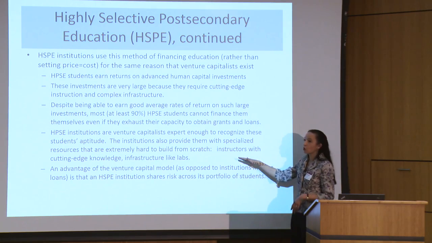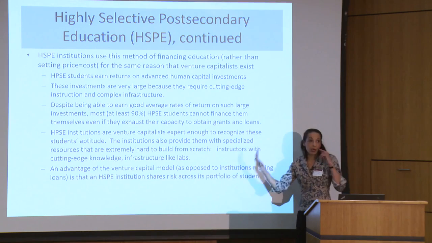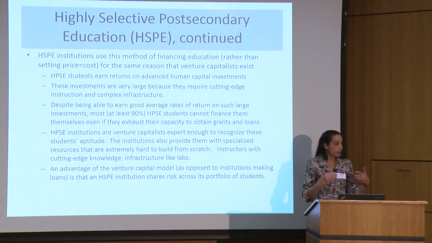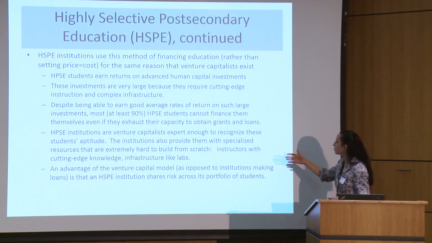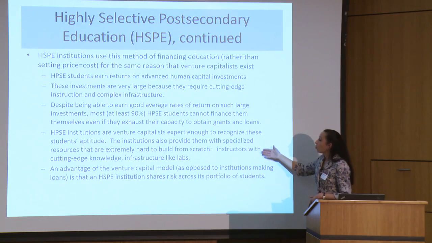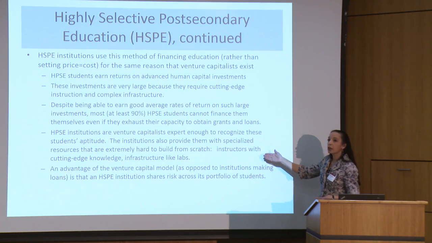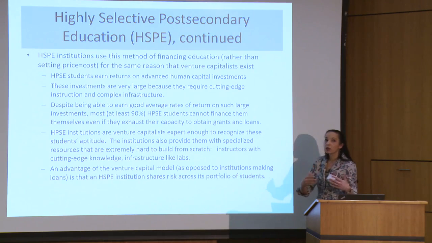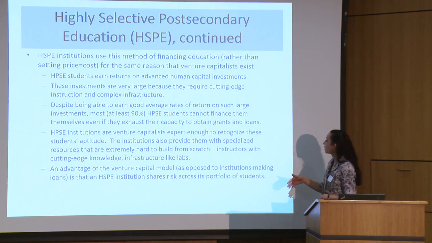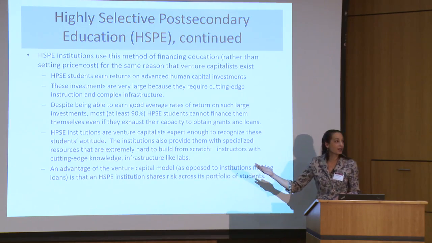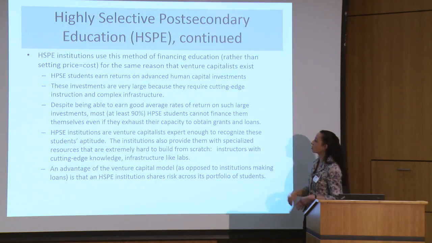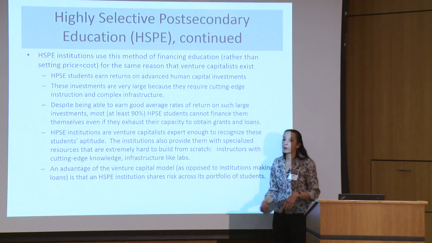So we have to act a bit like a venture capitalist and make the investments in them, and we have to be smart about investing in students. We have to know who to invest in. We also, like a venture capitalist that also matches their entrepreneurs with specialized resources to make sure that the investment works out, we do the same thing. We call them labs and libraries and professors and things like that. But we match them with specialized resources that are very, very hard to build from scratch.